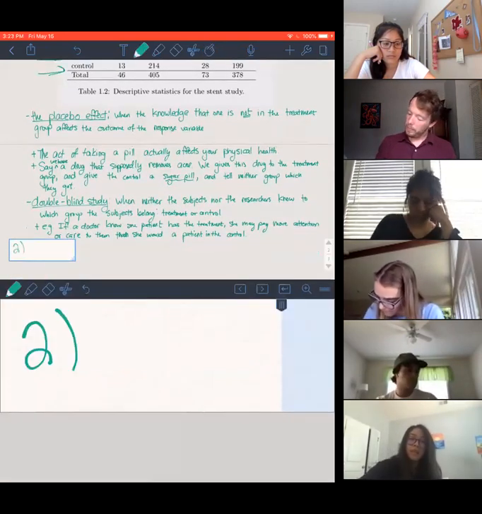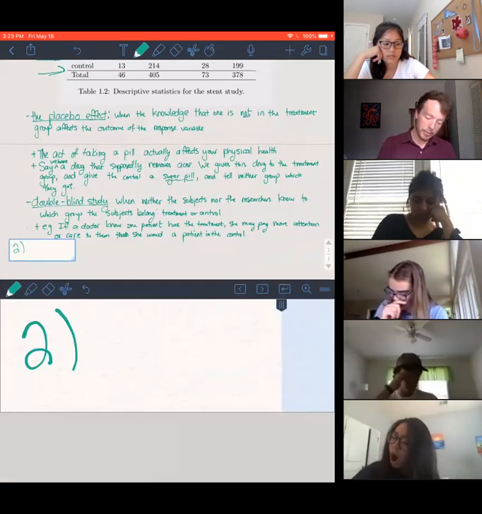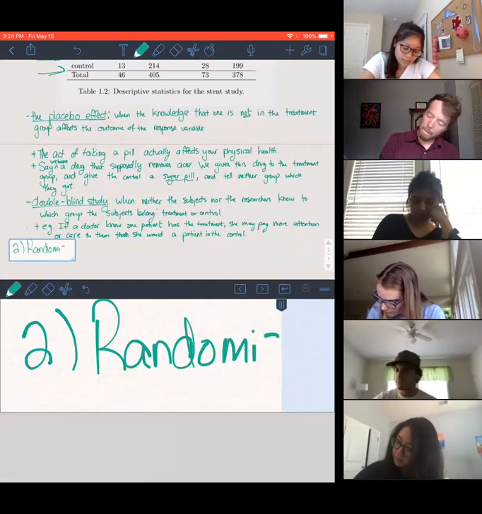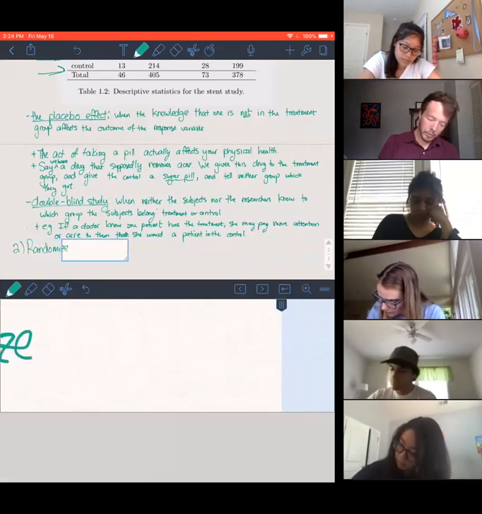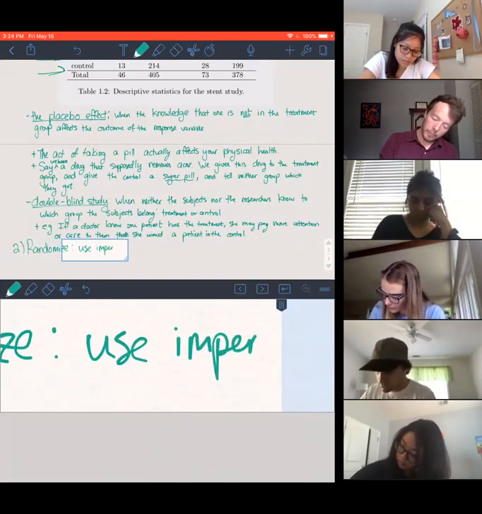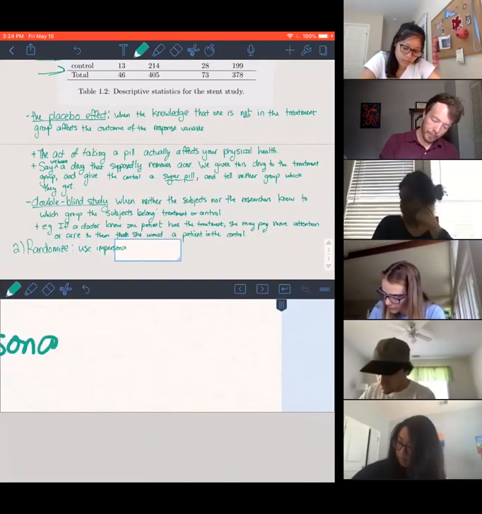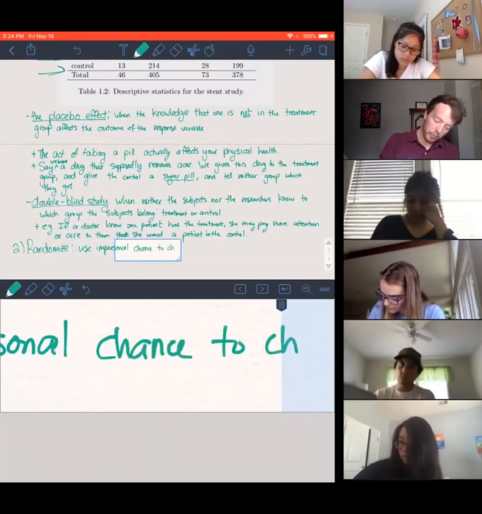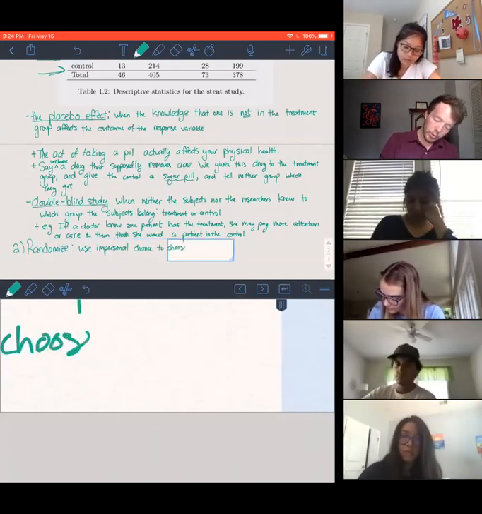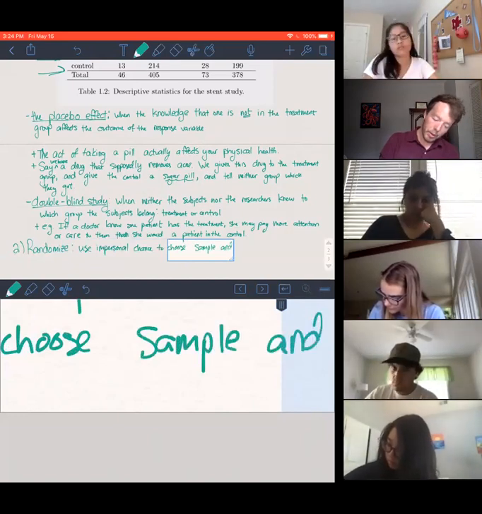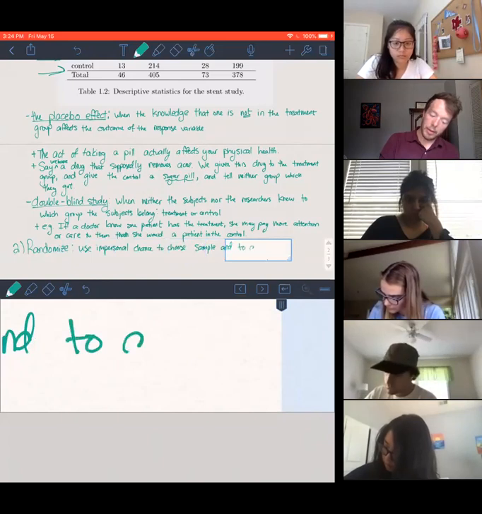The second one, randomize. Which is just use impersonal chance to choose the sample and to assign groups.